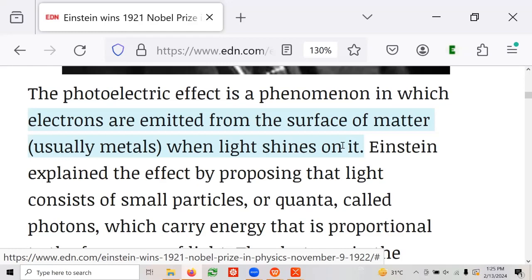Well, it turns out that the energy of the emission is actually proportional to the frequency of the light that's shining on it. Okay, it's proportional to the frequency. So that's a big deal.